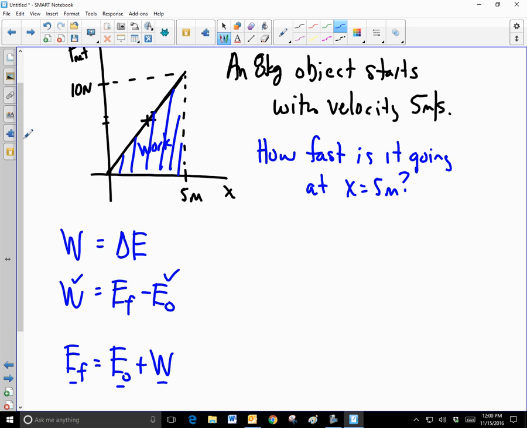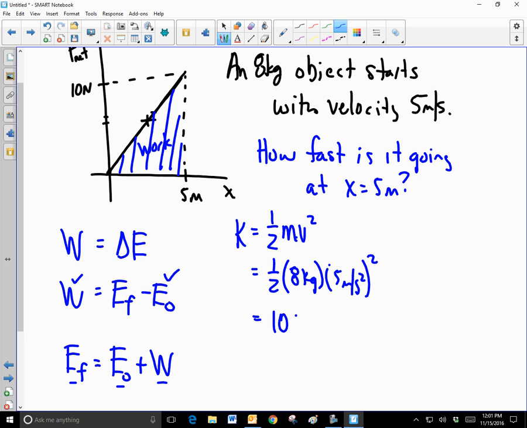So what was the initial energy of this thing? Let's start from the beginning. How much energy did this thing start with? The kinetic energy is 1/2 mv squared. Mass of the object times the velocity that it started with squared. So 5 squared times 4, 100 joules. So this thing started with 100 joules of energy.